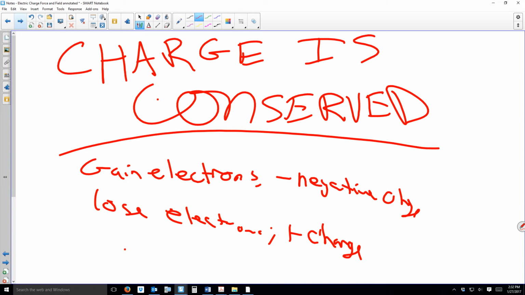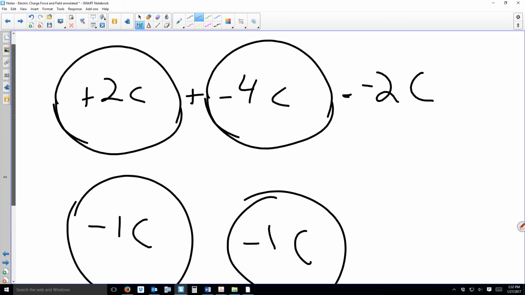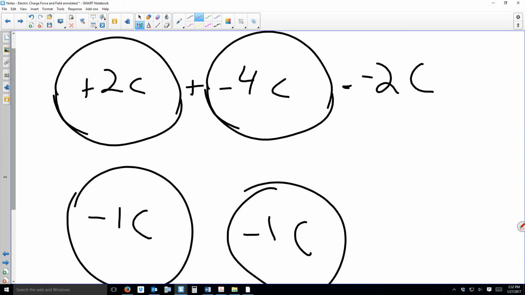One of the biggest ideas with this was for where we had two identical objects. If our objects are identical and they touch, what are they going to do with the charge? Split it equally, perfectly equally if they are identical. So let's say we had a positive 2 charge on one object, and a different identical object had negative 4 charge. They have an overall charge of negative 2 coulombs. So then if we split that negative 2 equally, they each get 1.